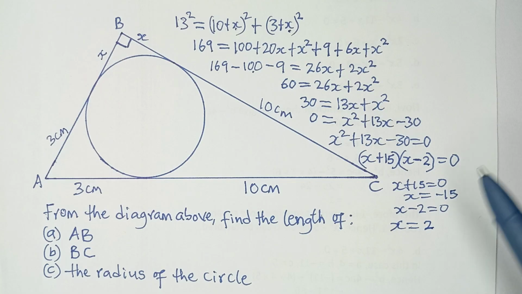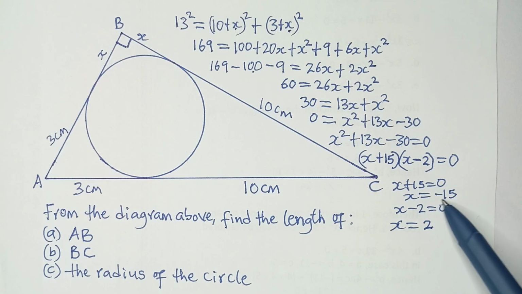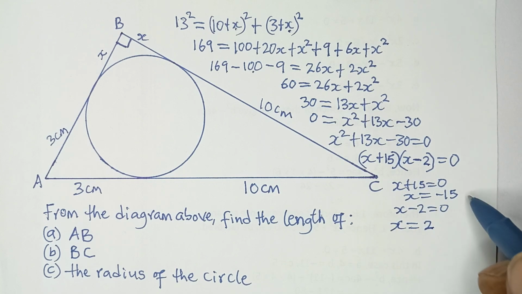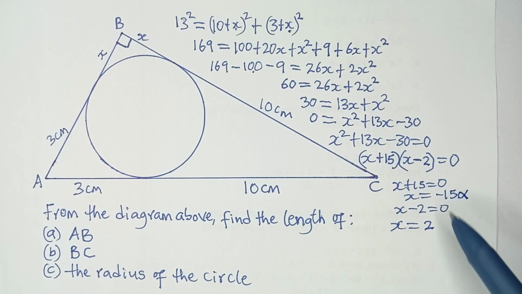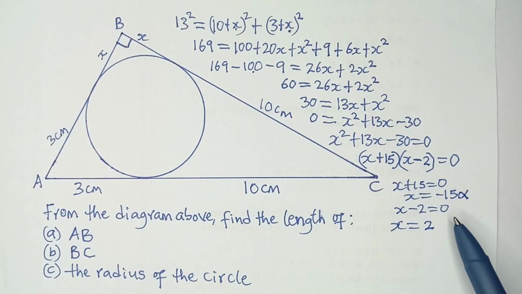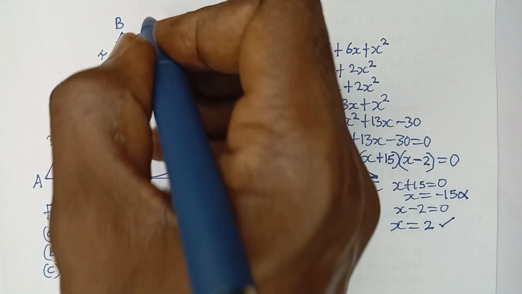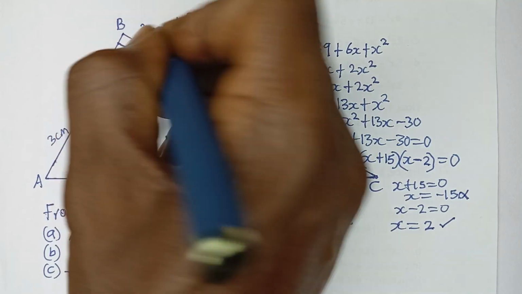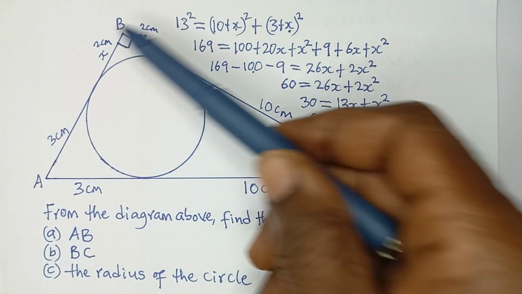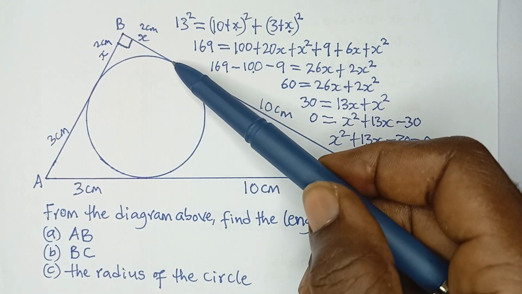So you agree with me that the length of a side cannot be negative. So x equals minus 15 is not correct. We are not going to accept this answer because the length of a side of a triangle cannot be negative. So negative 15 cannot be the answer. So our correct answer is x is 2. So now if we go back to the shape, we can put our x as 2 centimeter here. So you can see that x is 2 centimeter, x is also 2 centimeter. That is from here to here is 2 centimeter.